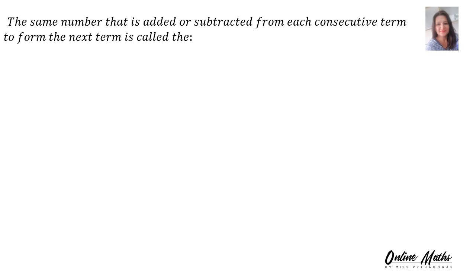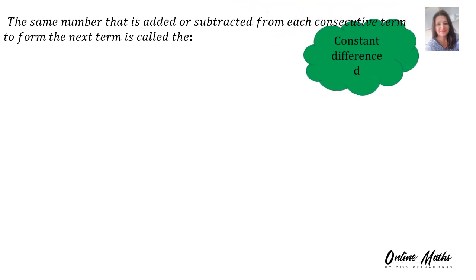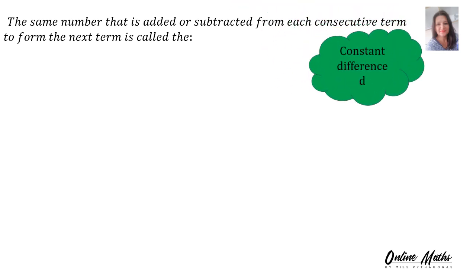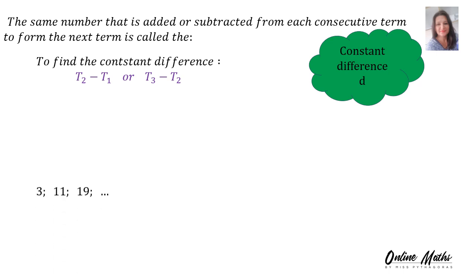The same number that is added or subtracted from each consecutive term to form the next term is called the constant difference, and the symbol is D. Now there's a little formula to find the constant difference. D is equal to term 2 minus term 1, or term 3 minus term 2.